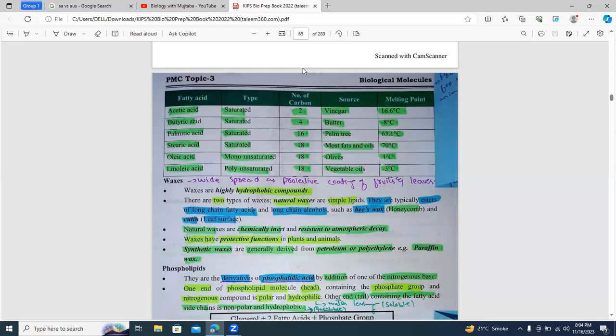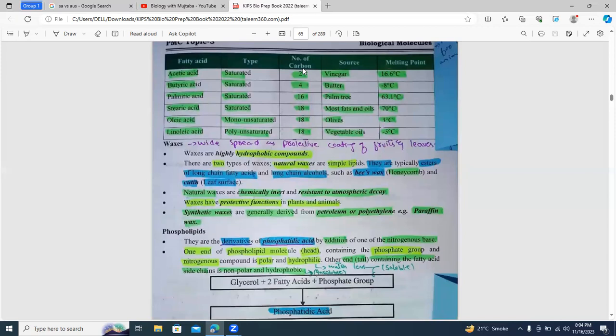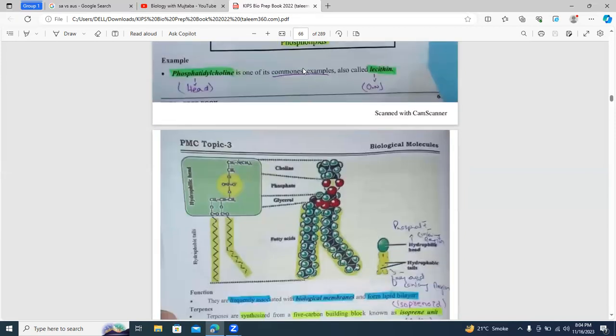Now I will just tell you briefly the functions of waxes and various other categories. What are waxes? Waxes are hydrophobic compounds, meaning that they are not water soluble. Waxes are chemically inert and act like a covering on the body. They mainly have protective functions in plants and animals, protecting them from predators and environmental conditions such as rainfall or desiccation. The most common examples are beeswax and cutin, which is the surface of the leaf.